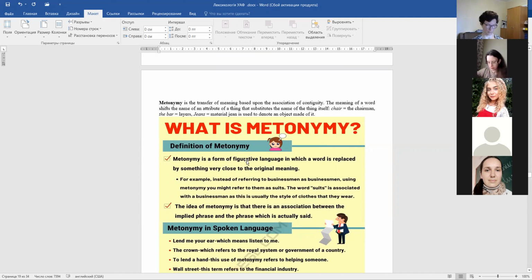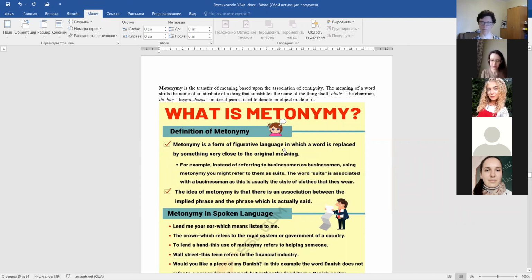Metonymy is a form of figurative language in which a word is replaced by something very close to the original meaning. For example, metonymy is a transfer of meaning based upon the association of contiguity. The meaning of a word shifts: the name of an attribute of a scene substitutes the name of the scene itself. For example, the chairman, the bar, jeans, material. Jeans is used to denote the object made of it.